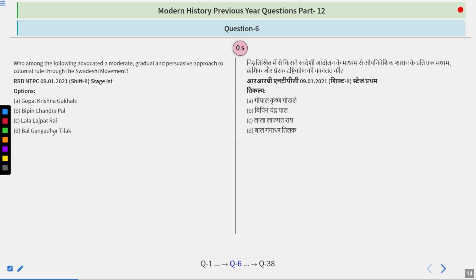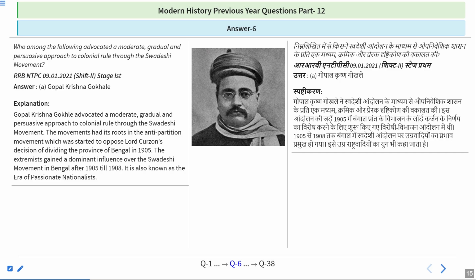And I guess the answer you are giving is quite right, because the answer is Gopal Krishna Gokhale. Gopal Krishna Gokhale advocated a moderate, gradual, and persuasive approach to colonial rule through the Swadeshi movement. The movement had its root in the anti-partition movement, which was started to oppose Lord Curzon's decision of dividing the province of Bengal in 1905. The extremists gained a more dominant influence over the Swadeshi movement in Bengal after 1905 till 1908. It is also known as the era of passionate nationalists.